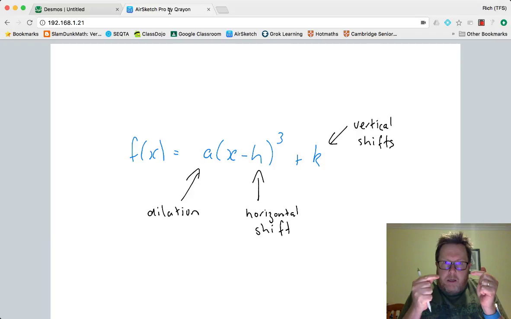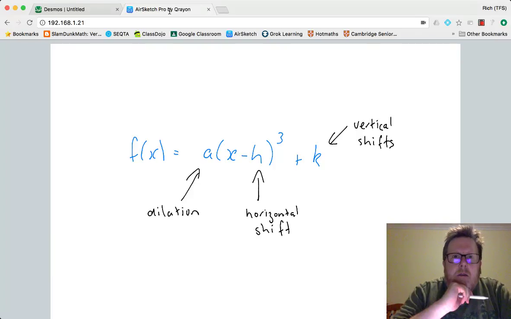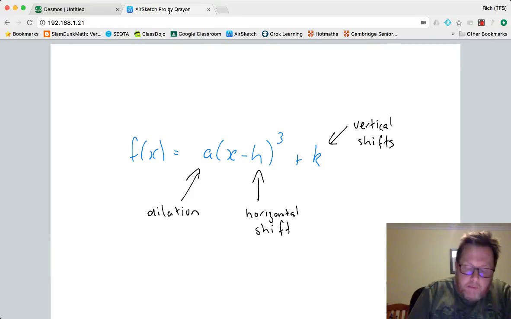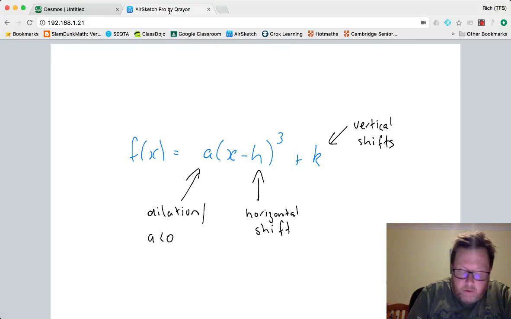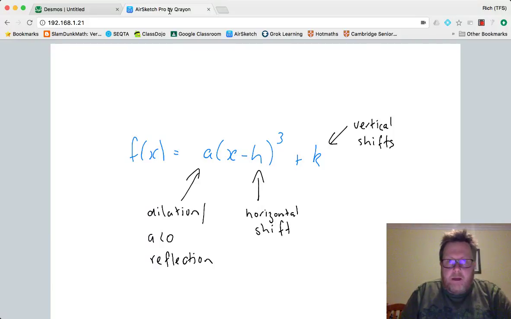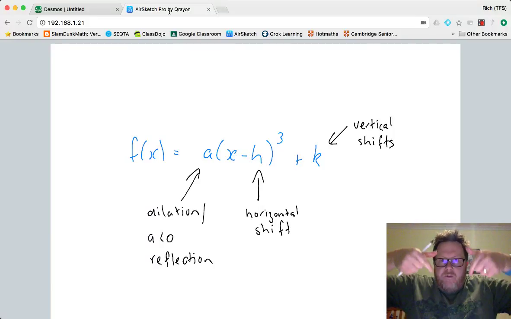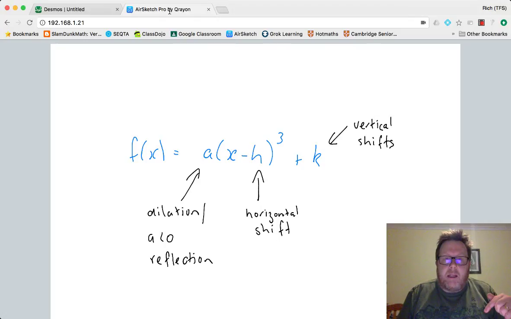It compresses if a is a number bigger than 1, or if it's a fraction, then it stretches it. And I should also say, of course, if a is less than 0, it also acts as a reflection. And just a reminder that a reflection means that the graph flips over the other way. We say it is reflected about the x-axis. Okay, so there's the x-axis, flips that way. Okay, so that's it in a nutshell.